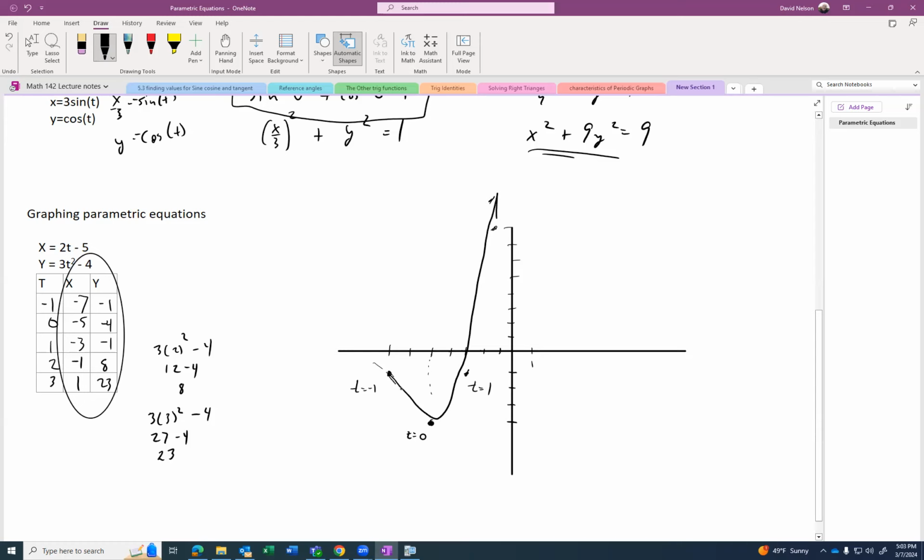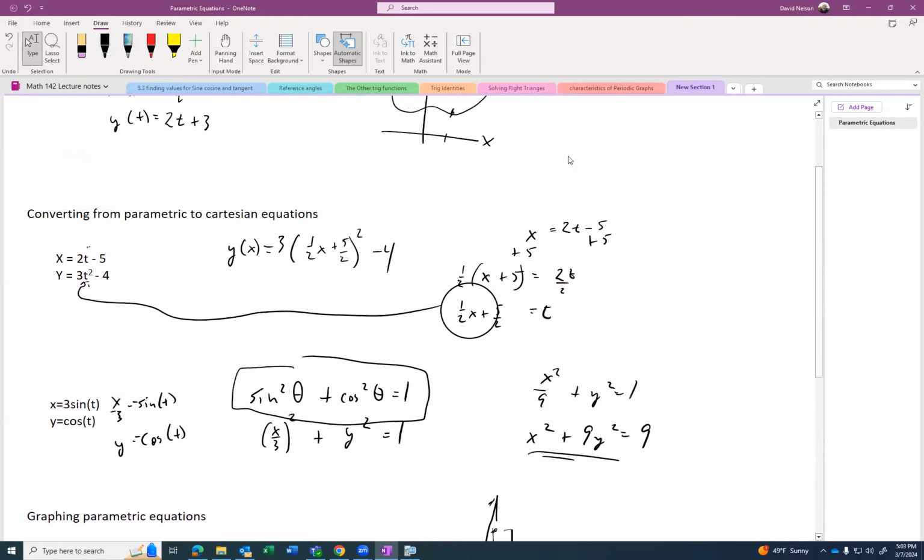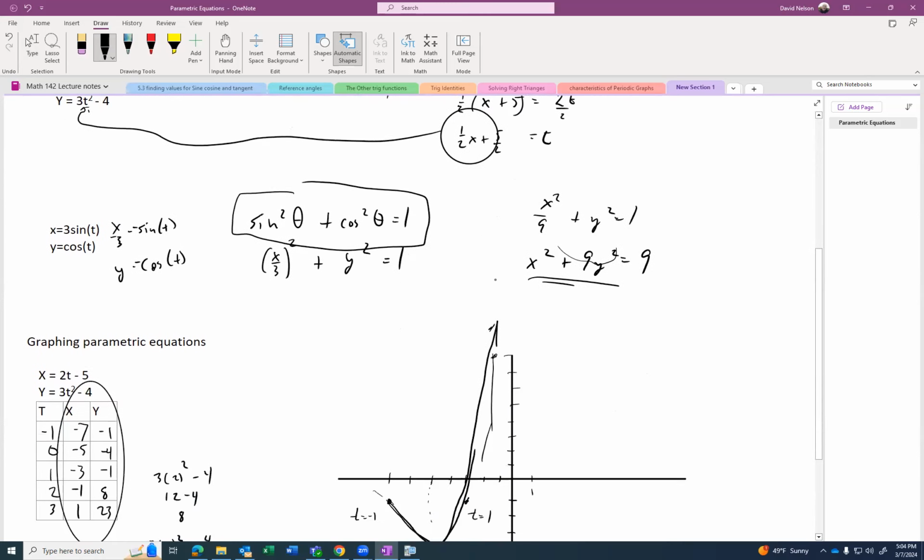What we're seeing here actually is a parabola, and this is the first equation that we looked at, and of course that is the equation y equals 3 times the 1/2 x plus 5/2 squared minus 4, which is in fact going to be a parabola.